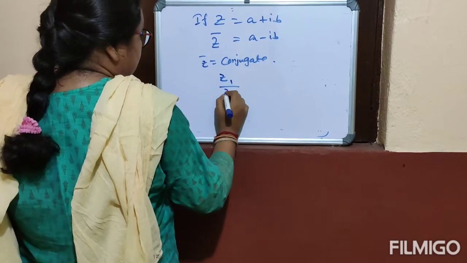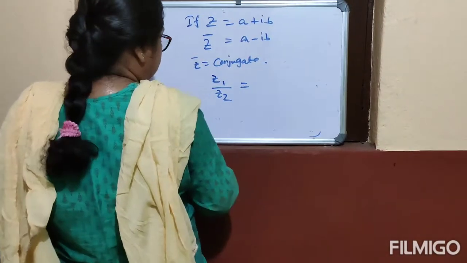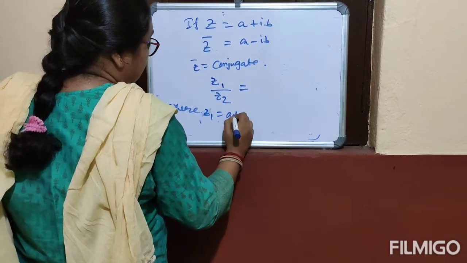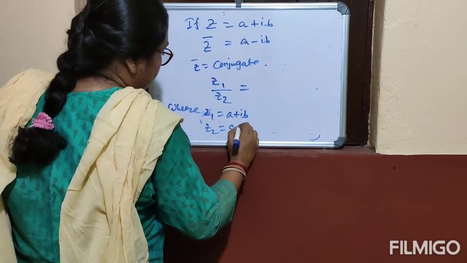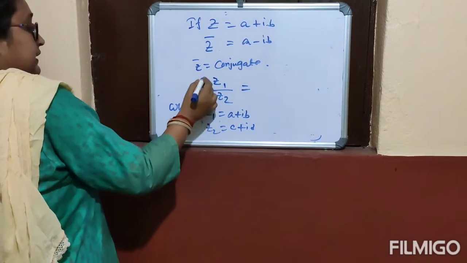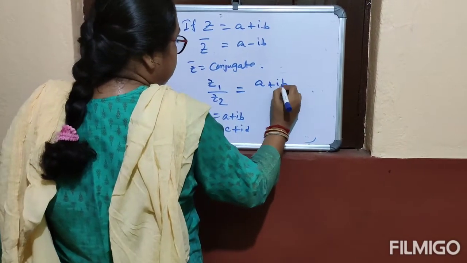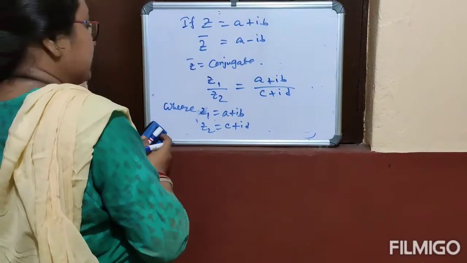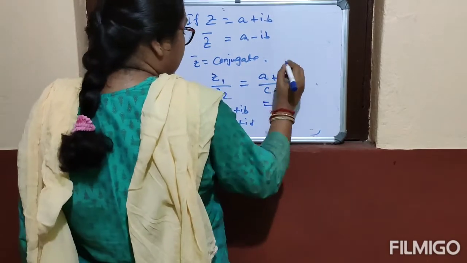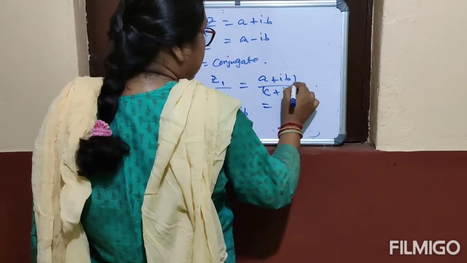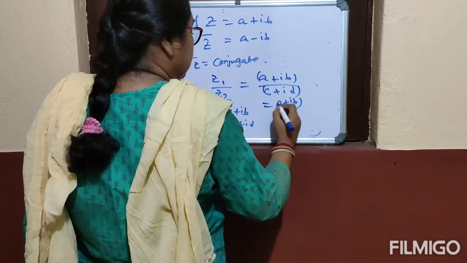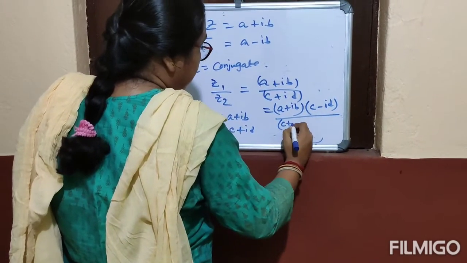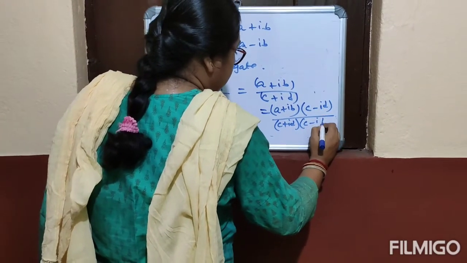Now you find Z1 by Z2, where Z1 equal to a plus ib and Z2 equal to c plus id. You find the division, so this is a plus ib over c plus id. Now you find the value of this. At first you multiply the conjugate in the numerator and denominator both. The conjugate of c plus id is c minus id, and c plus id into c minus id.